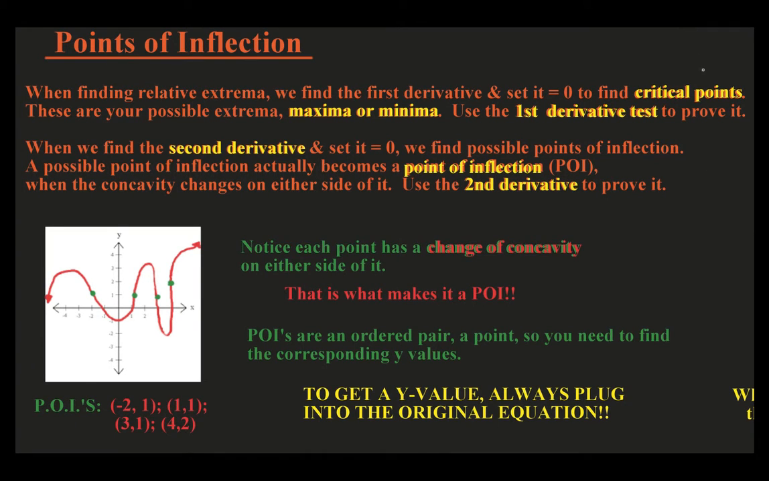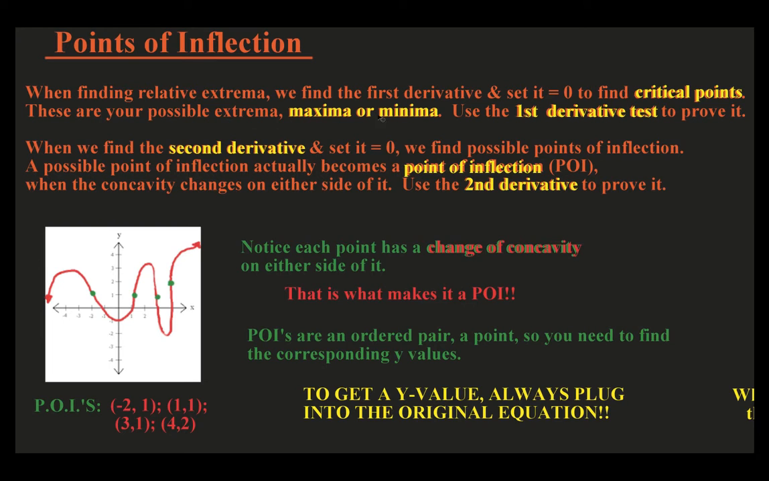Today we're going to be looking at the concept of points of inflection. So you've probably already done relative extrema problems. When we're finding the first derivative, we set it equal to 0, we find our critical points, right? These are our possible maxima or minima, and these are both referred to as extrema, right?